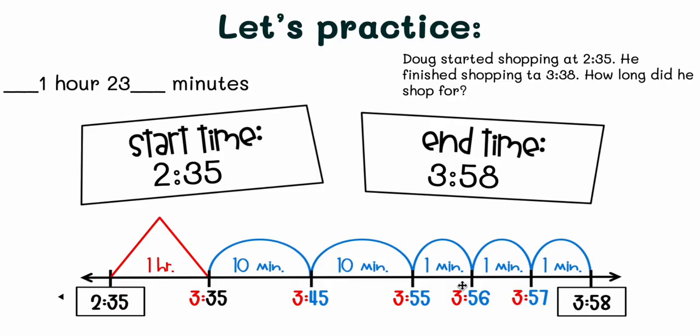Now, because we have a start time and end time, we're counting up our minutes, and that will be our answer. So we have 1 hour, and we have 1 hour and 10, 20, 21, 22, 23. So our answer is 1 hour and 23 minutes. He shopped for 1 hour and 23 minutes.